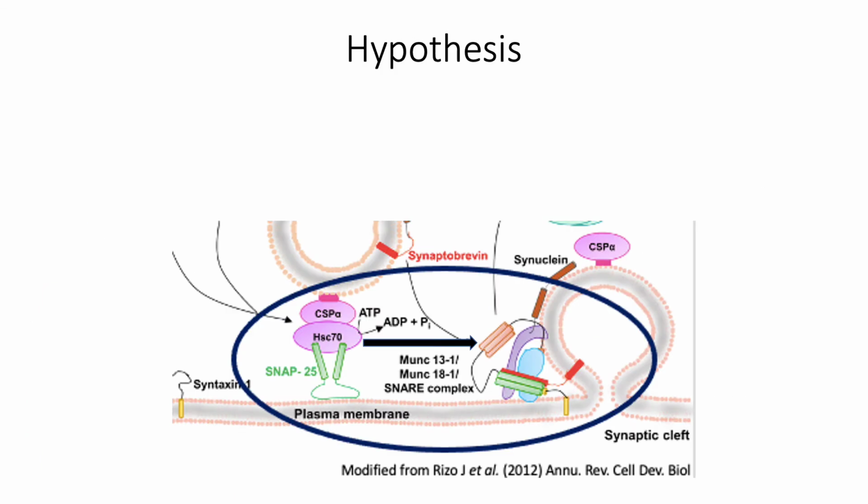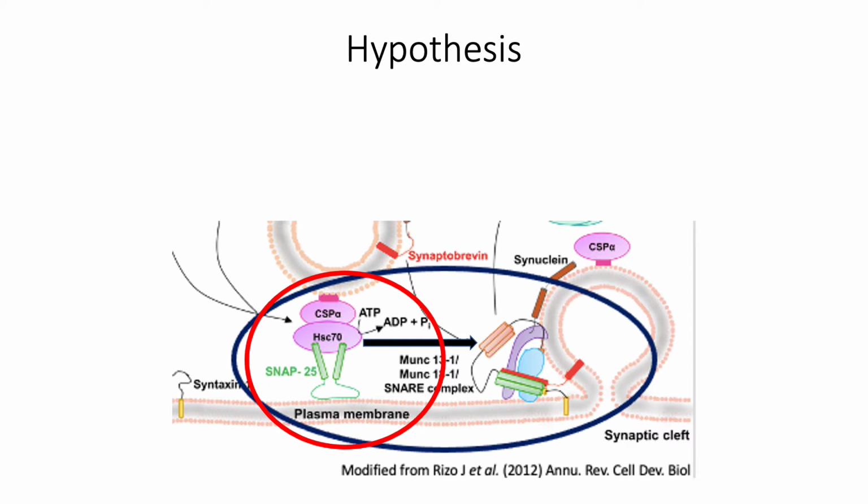Here is a close-up of the proteins involved in synaptic vesicle fusion that I showed before. Before, I focused on the SNARE complex to the right, but this time we're going to focus on the proteins to the left, which are the proteins of the chaperone system: CSP alpha, HSC70, and SNAP25. CSP alpha and SNAP25 are both membrane bound. They both have palmitoylated regions that allow them to associate with the membrane. HSC70 is cytosolic, but it is interacting with CSP alpha and SNAP25.